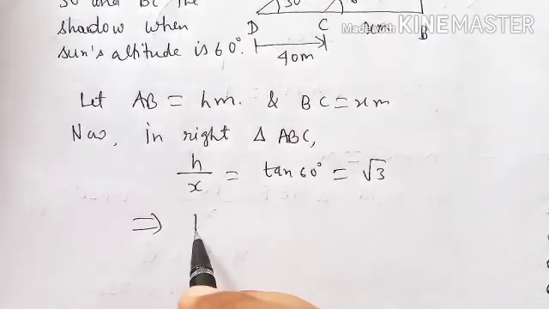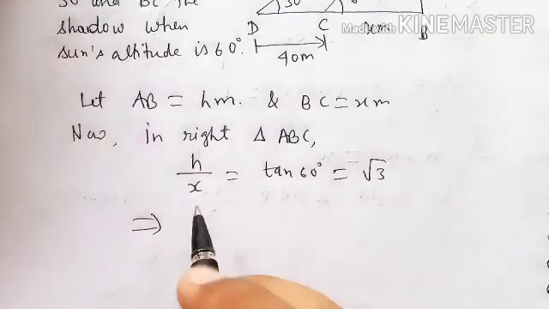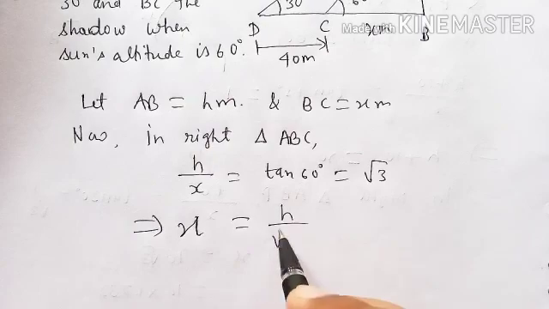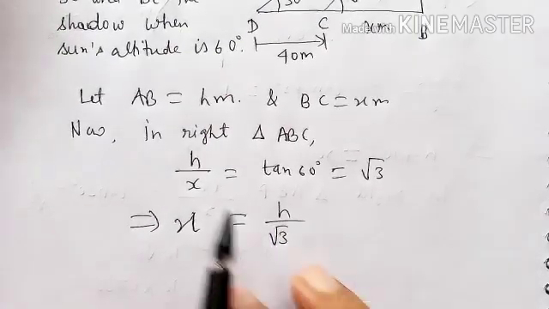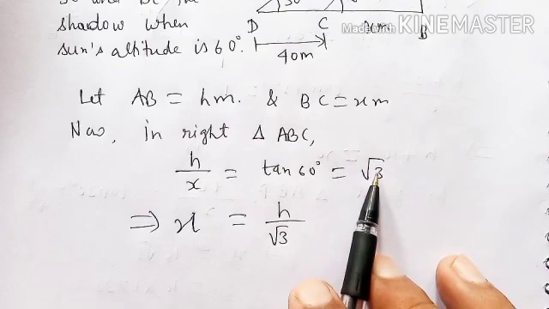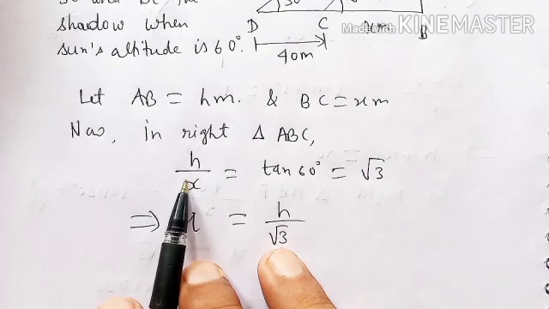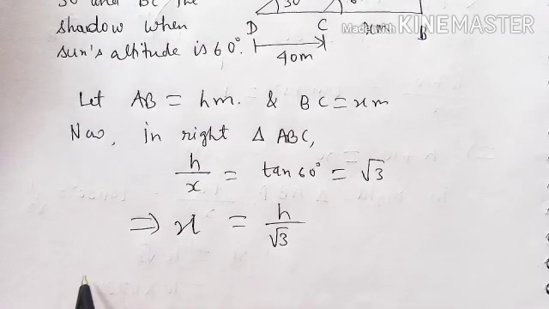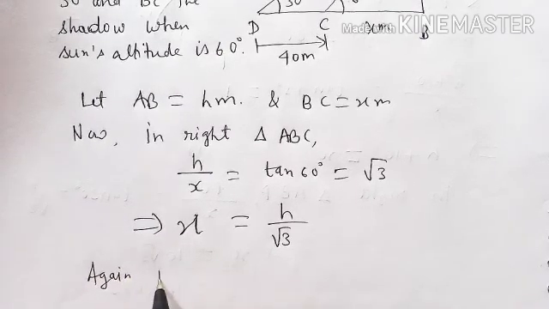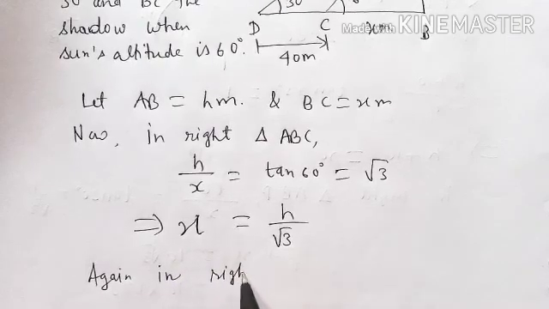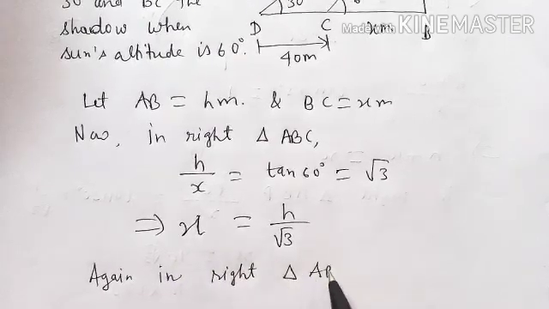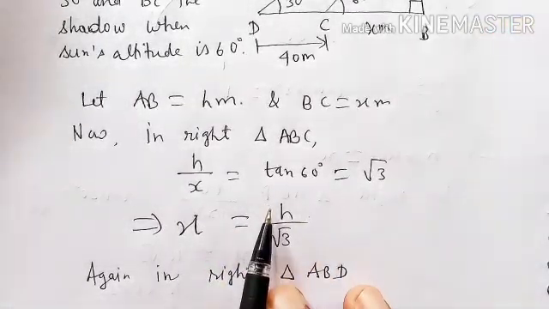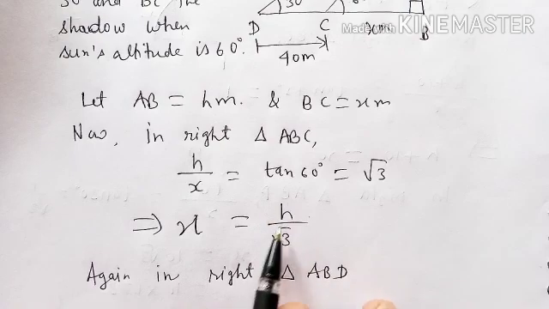We have the value of x. x is h by root 3. We place x here, then root 3 on the place of x. Therefore x is equal to h by root 3. Again in right triangle ABD, we have to find here x because we have to find h.